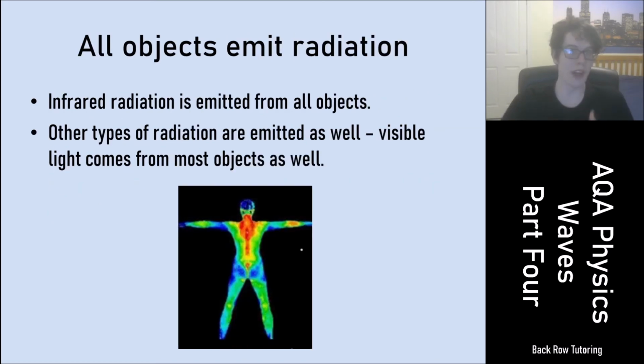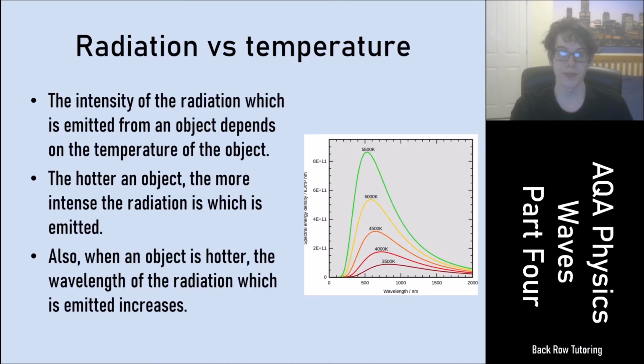Now, we know that all objects emit radiation, and infrared radiation especially is emitted from all objects. Other types of radiation are emitted as well. Visible light comes from most objects as well. The intensity of the radiation which is emitted from an object depends on the temperature of the object. The hotter an object, the more intense the radiation which is emitted. Also, when an object is hotter, the wavelength of the radiation which is emitted decreases.